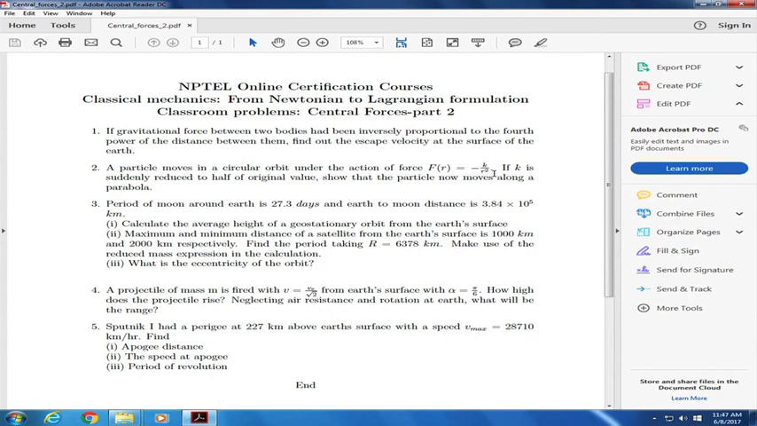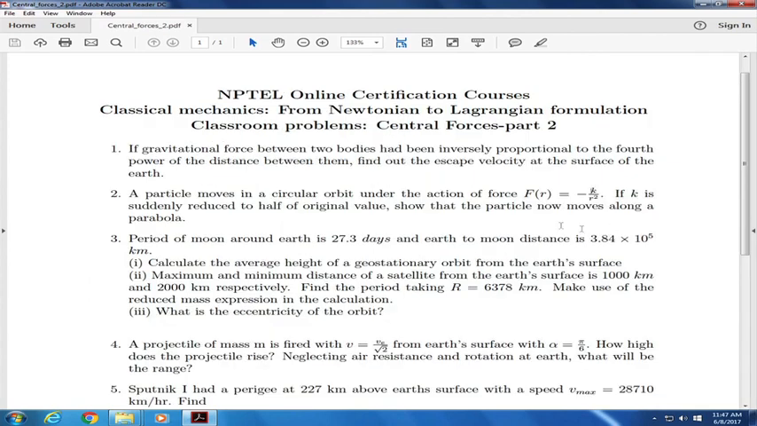Think of it this way. What happens? What we need to show is that the particle, which is moving originally in a circular orbit, at some point suddenly has the force constant k replaced by k by 2. So, it reduces by half. Now, we have to show that this path will change into a parabola. I can tell you that we do not need to calculate the equation of the path.